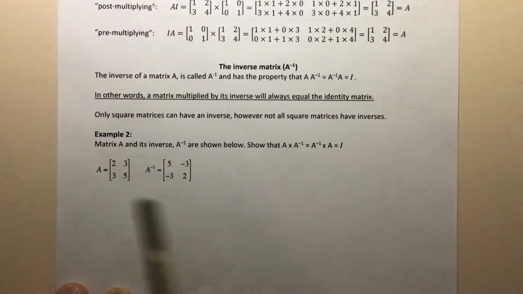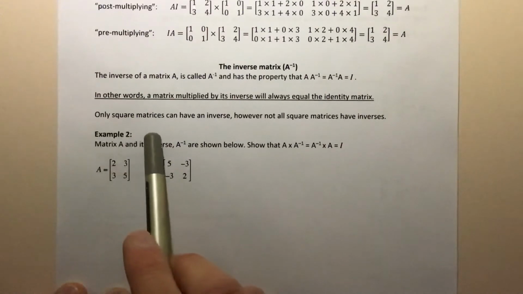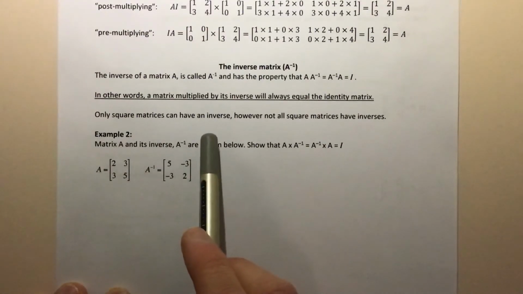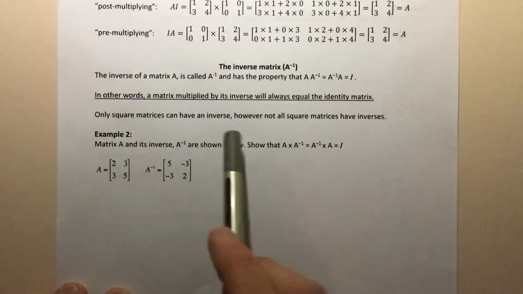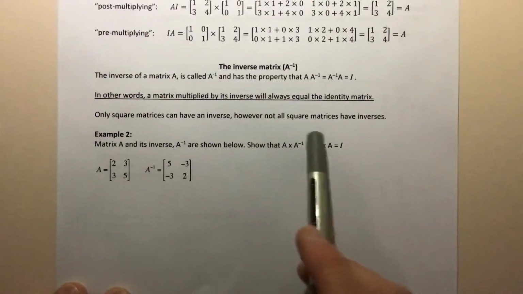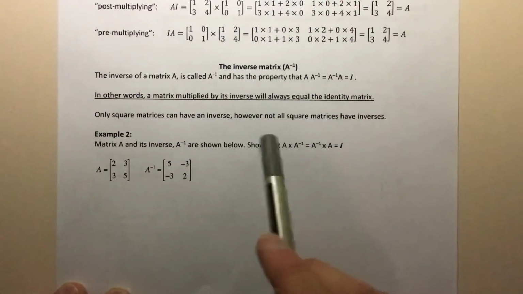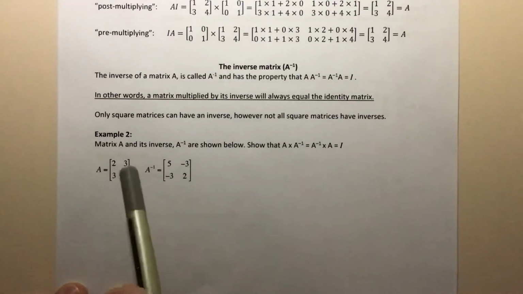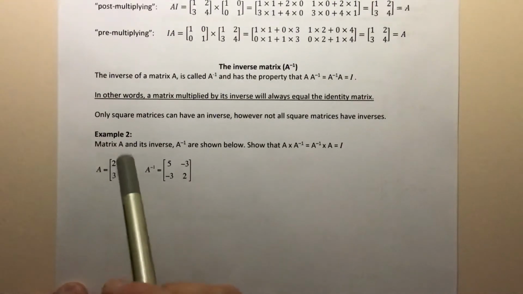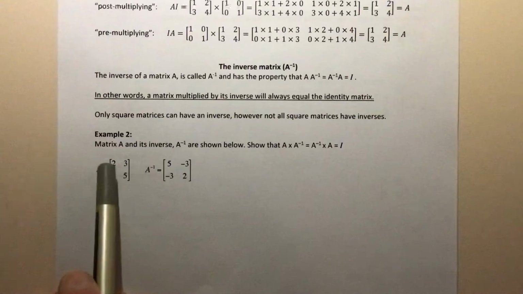And it's important to understand that only square matrices can have an inverse, so any matrix that's not square will not have an inverse. But there are some square matrices that will not have inverses. So not all square matrices have inverses. Here's an example. We've called it example 2, but really it's the first example, so sorry about that.